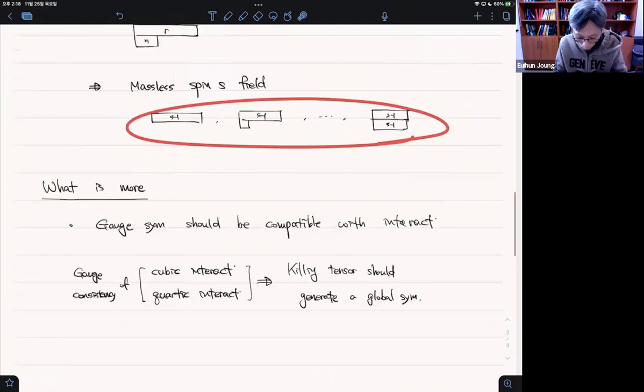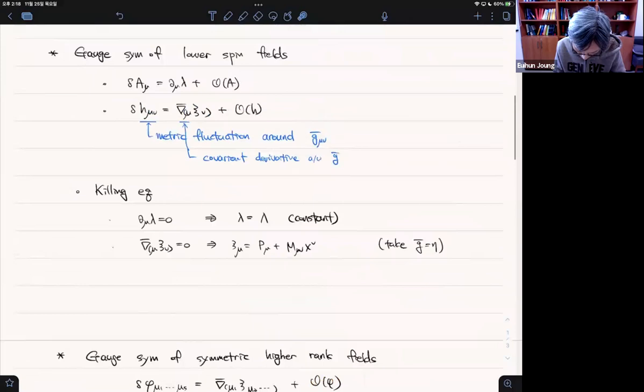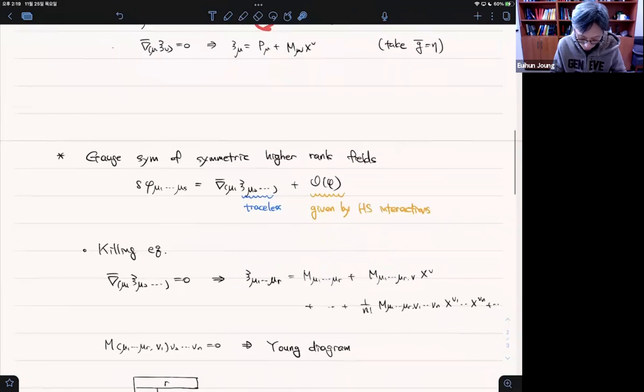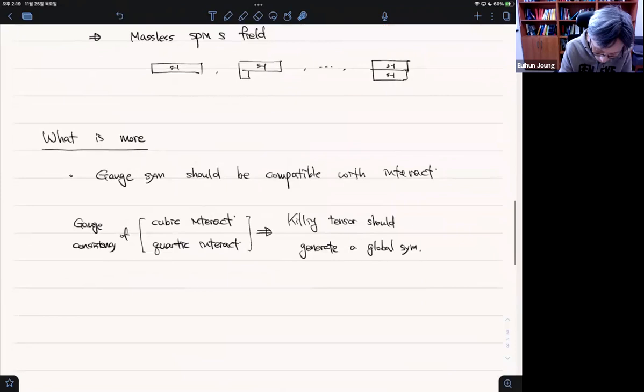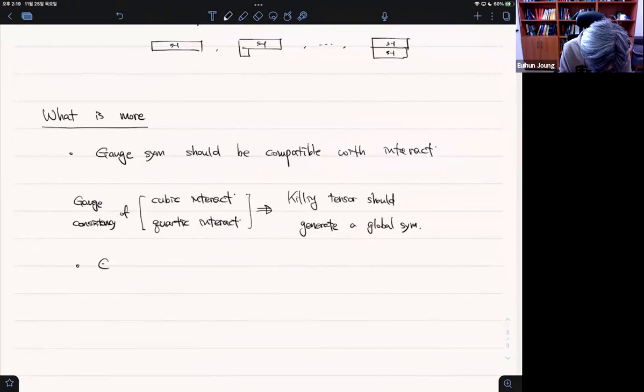On top of the isometry, P and M, say if you do this around a Minkowski background, isometry and also some internal symmetry, if we have a massless field, then we should have another generator which extends the Poincaré into higher spin symmetry. But actually it's a bit more subtle than that. So we would like to have also general covariance.